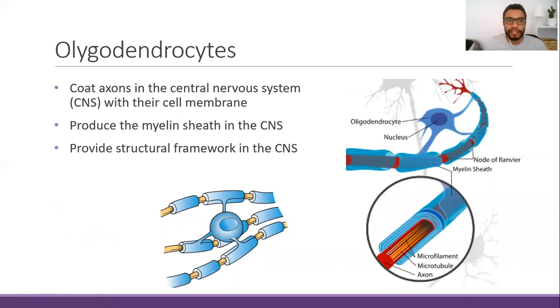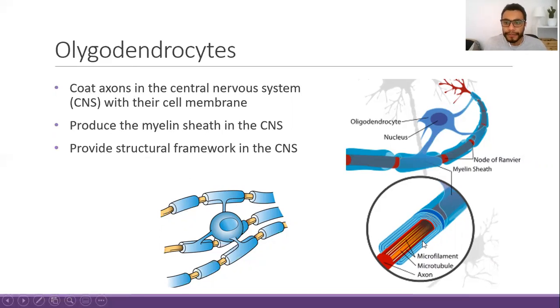Then we have oligodendrocytes. Oligodendrocytes are the cells that provide myelin coating in the central nervous system. Myelin is mainly composed of fat, approximately 80% fat, and provides insulation to the neurons. Oligodendrocytes produce the myelin sheath in the central nervous system and also provide a structural framework in the central nervous system.